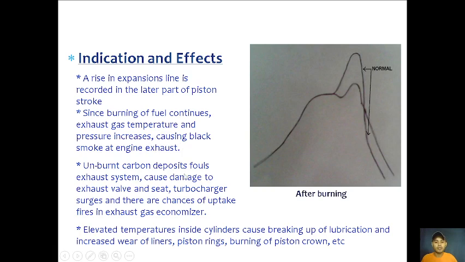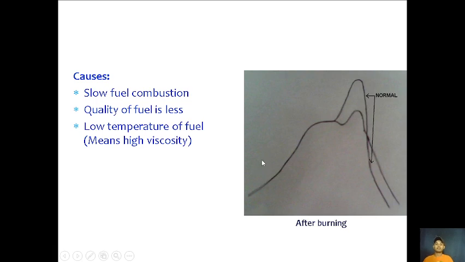Unburned carbon deposits foul the exhaust system, cause damage to exhaust valve and seat, turbocharger surges, and there are chances of uptake fires in the exhaust gas economizer. Elevated temperatures inside cylinders cause breaking up of lubrication and increased wear of liners, piston rings, burning of piston grooves, etc. So what are the causes?